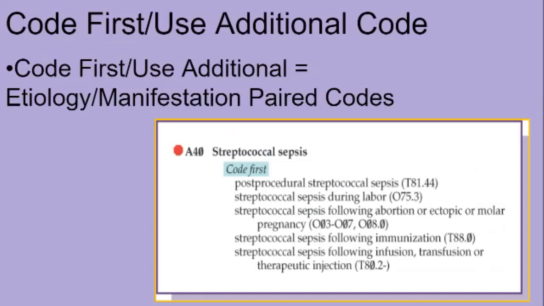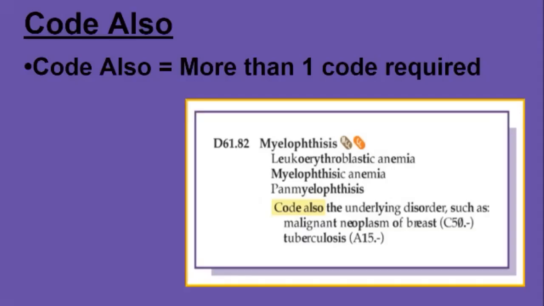Code first, use additional code. ICD-10 has a coding convention that requires the underlying condition to be sequenced first, followed by the manifestation. So code first, use additional code equals etiology, manifestation, paired codes. Let's get through the wording, and then we're going to have a video that's going to actually help you after this. Code also. That means more than one code is required.